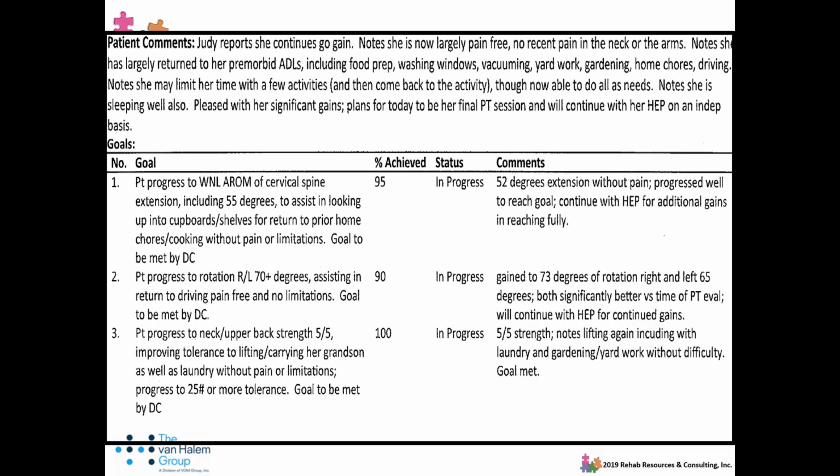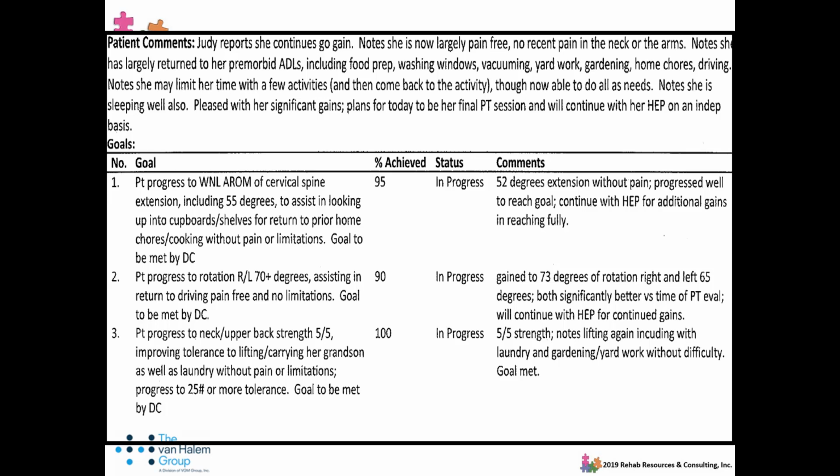This is another example. This provides a clear picture of the status towards the goals and why some goals were not completely met. So we have 95% achieved, but the comments explain that we have 52 degrees of extension without pain, and they almost reached the goal, and they feel like if they continue with their HEP, then they will continue to get those last 3 degrees of motion. Again, on the second goal, 90% achieved. The therapist put down the degrees of rotation right and left, and again, continue with HEP for continued gains.